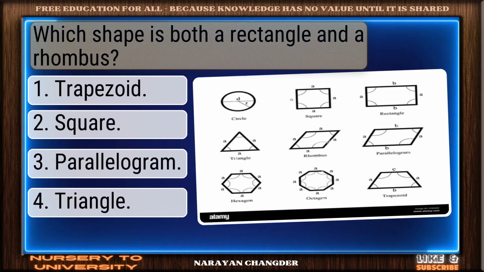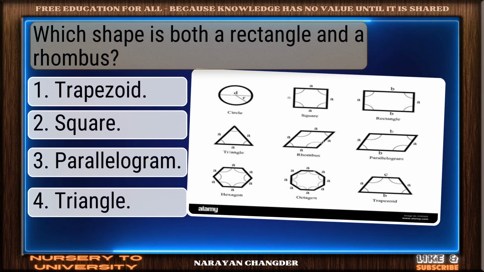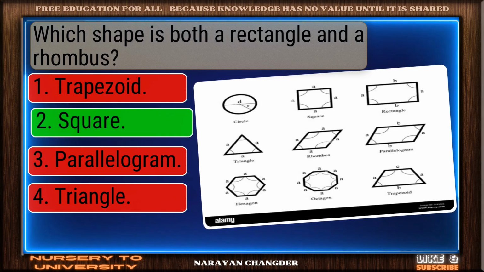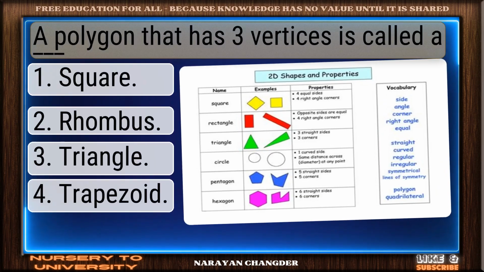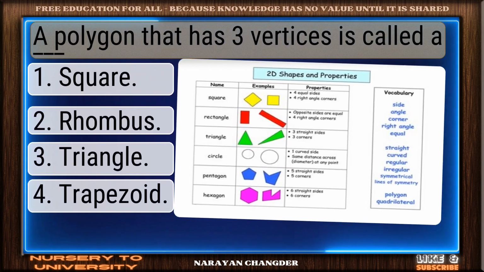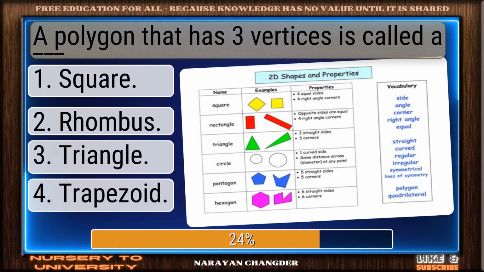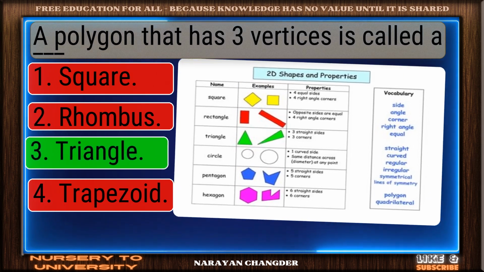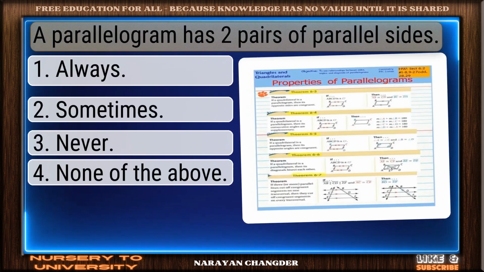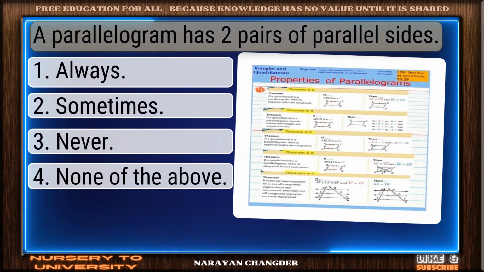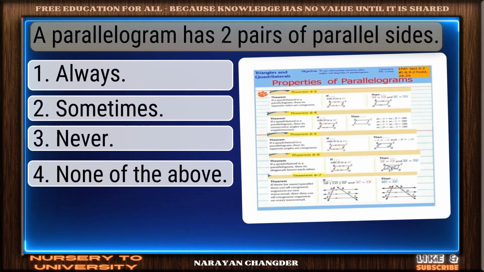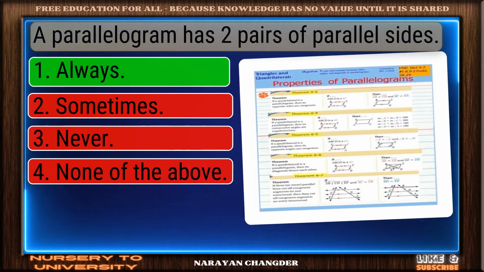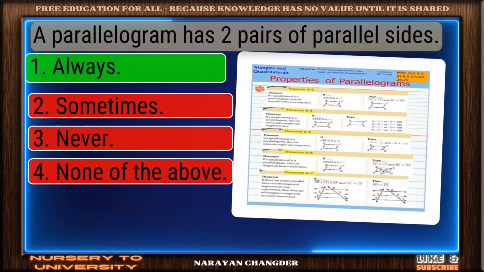Question number 150. Which shape is both a rectangle and a rhombus? Smart move. Square is an accurate answer. Question number 151. A polygon that has 3 vertices is called a dash. Smart pick. Triangle is the correct choice. Question number 152. A parallelogram has 2 pairs of parallel sides. Well done. Always is the right choice.